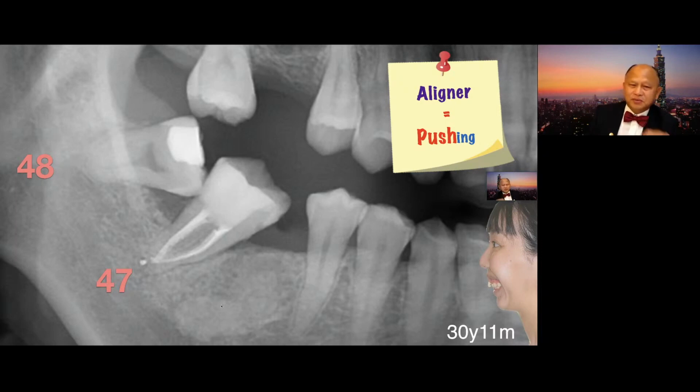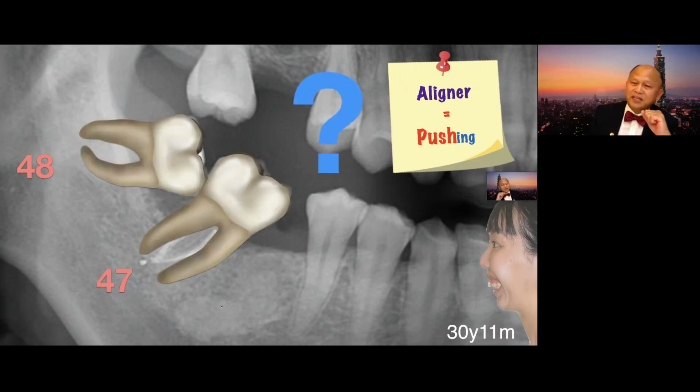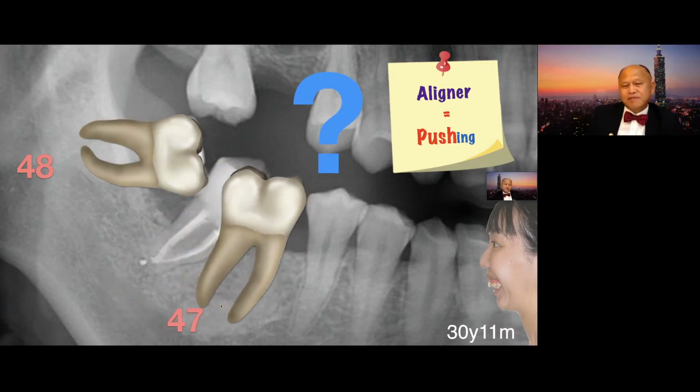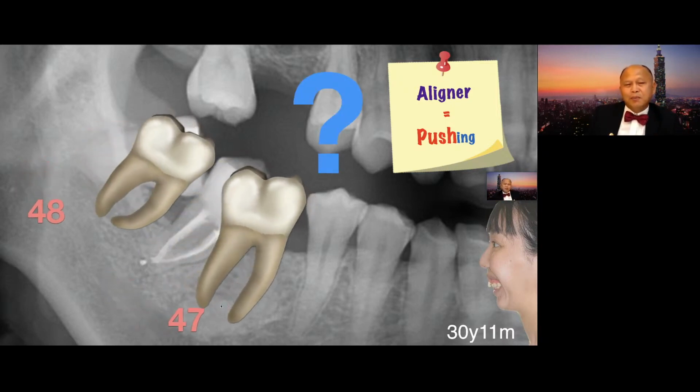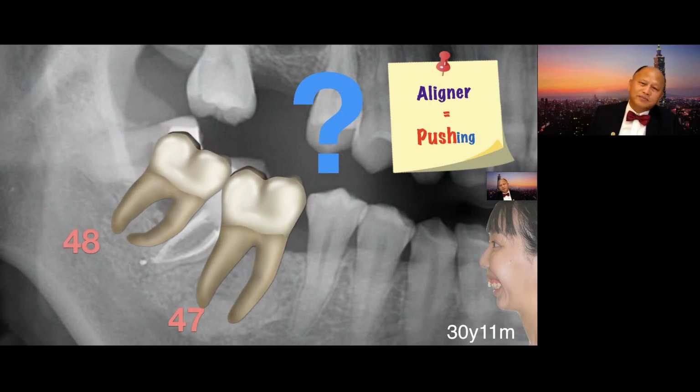One is mesial tilt, the other one is partially impacted. So our plan will be to move the 7 forward and upright, and then upright the 8 and move forward. It is possible in ClinCheck, but in reality, it will be very difficult to execute this tooth movement in your patient with the aligner.